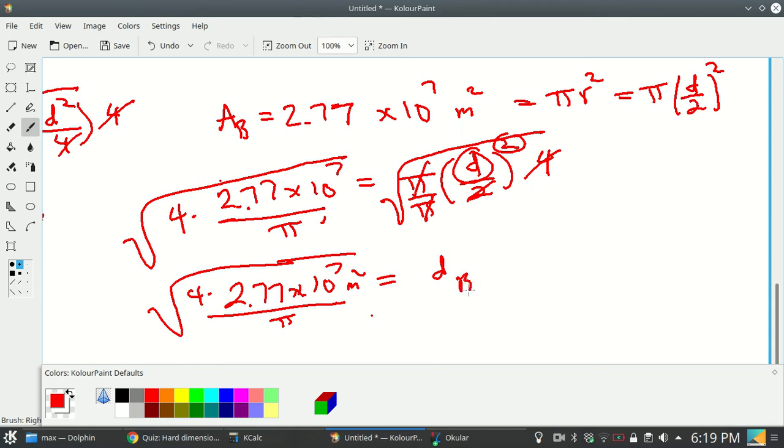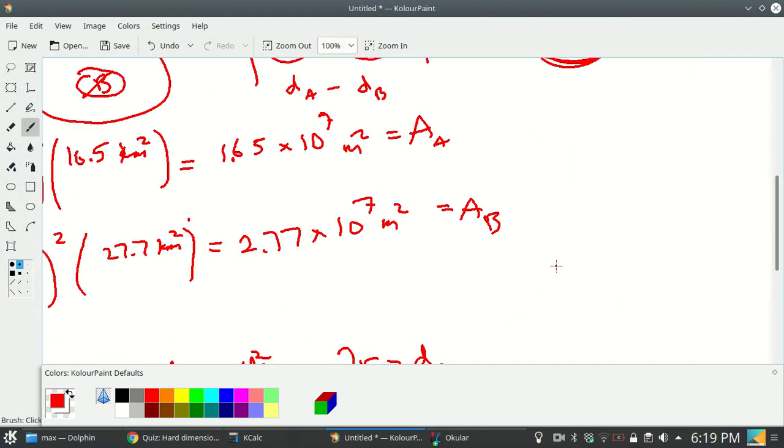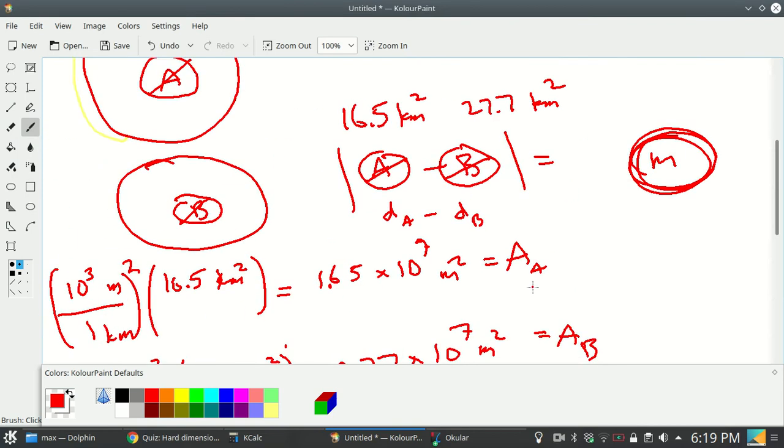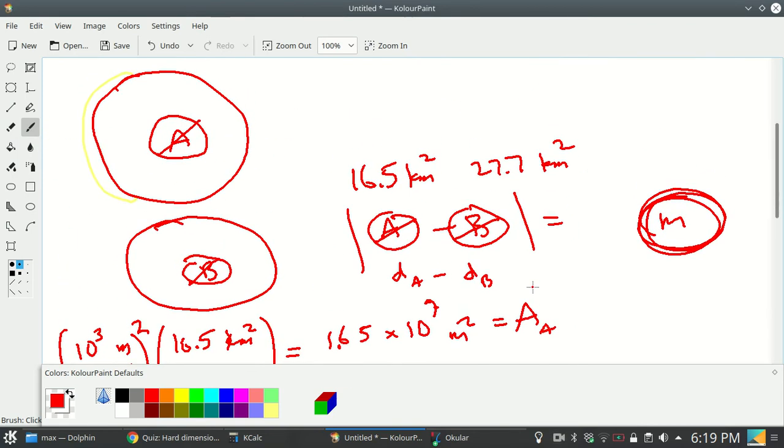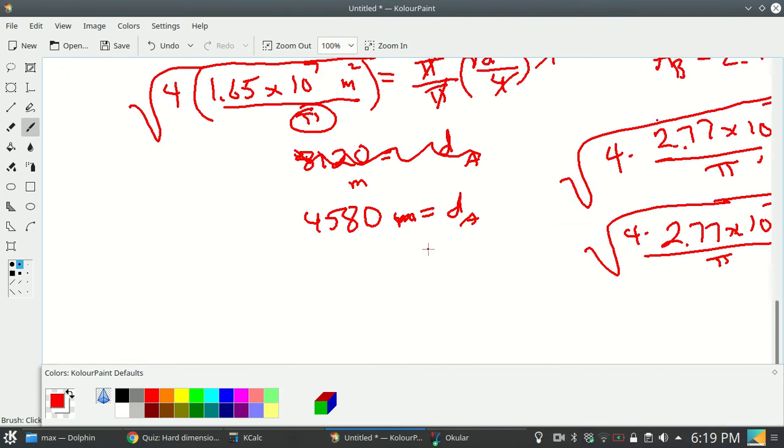So diameter of B is 5940 meters. All right, so because I drew the problem, I know what to do next. It's in the picture. Here's my picture. So I have a diameter here. That's what this line means. A diameter here. So the difference of the diameters is going to be 5940 minus, who is the other guy?